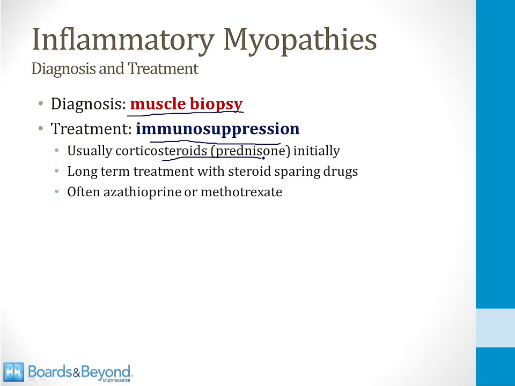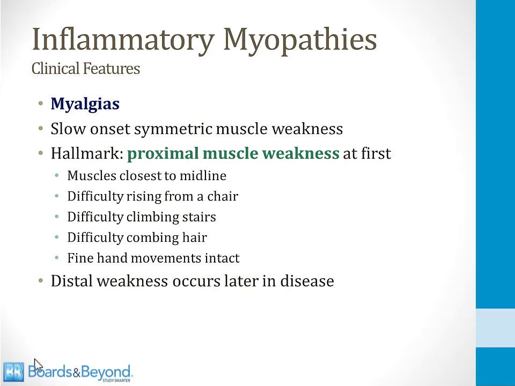And then long-term, they are treated with a steroid-sparing agent. These are drugs like azathioprine or methotrexate that also suppress inflammation, but spare the patients from the side effects of long-term steroids. There are classic muscle features of both of the inflammatory myopathies we're going to talk about in a minute that you need to be aware of so you can recognize these in a board question.